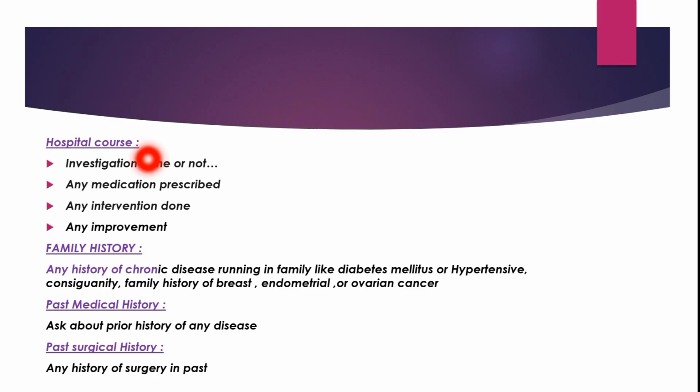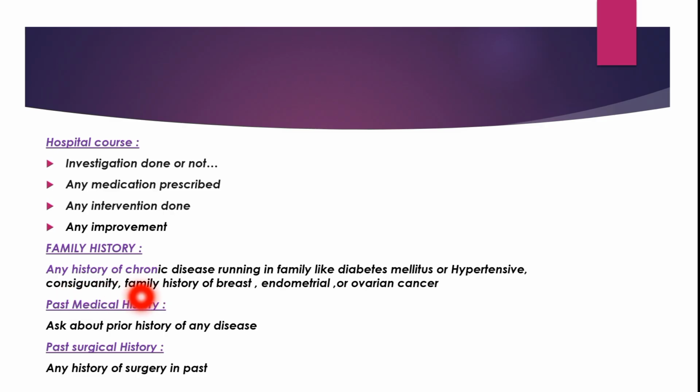Next one is the hospital course. So in hospital course, ask about any investigation done, any medication prescribed, any intervention done, or any improvement seen in the symptoms. In family history, ask about any history of chronic disease running in the family, like history of diabetes mellitus or hypertension. And similarly, also ask about consanguineous marriages, family history of any cancer like breast cancer, endometrial or ovarian cancer, in the first degree relatives.